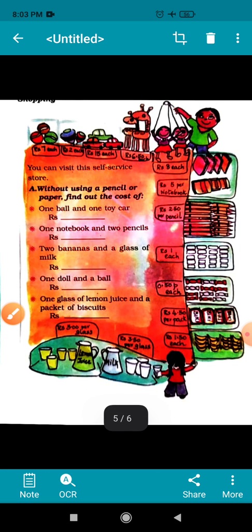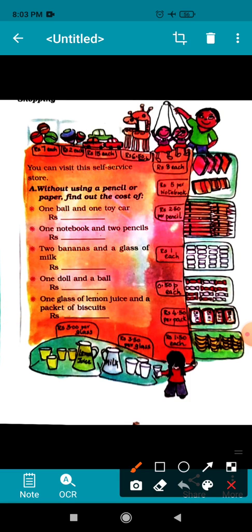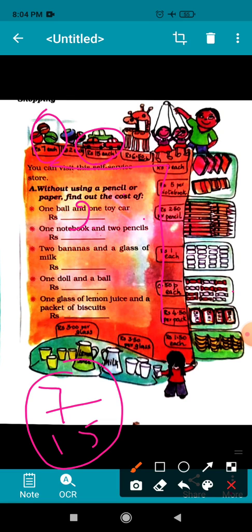Now let us do small shopping and calculate money for the things that we purchased. Children, here you have to tell the amount when you purchase one ball and one toy car. Here on this page you can see different items with their price. So here you are purchasing one ball, the cost of one ball is rupees 7 and the cost of one toy car is rupees 15. So 15 and 7 will be 22 rupees.